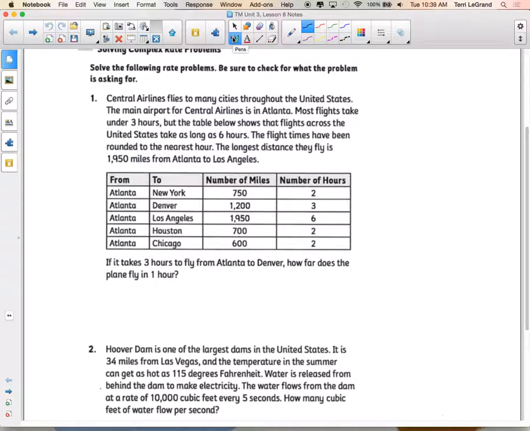Okay, so our learning goal today states, I can solve rate problems using proportions. So we're going to set up proportions to help us problem solve. We're going to sometimes have lots of information to dissect.